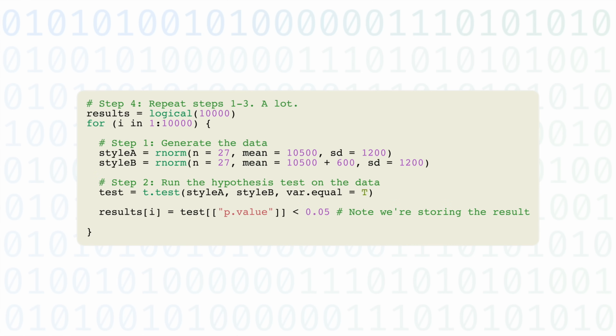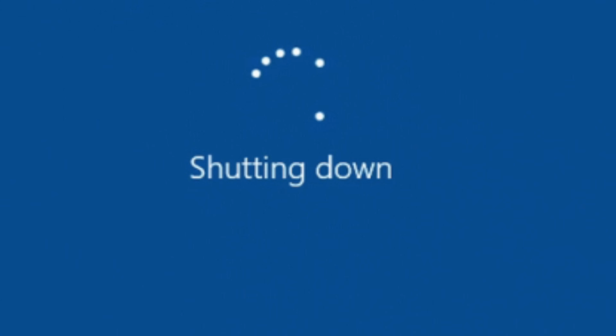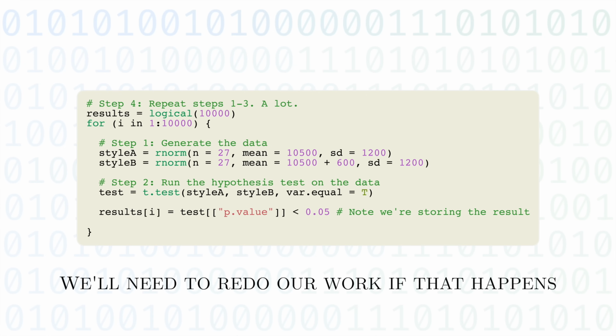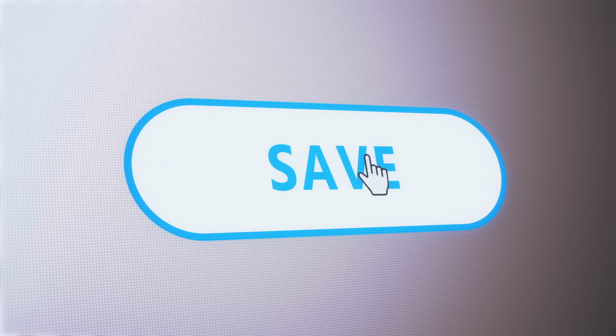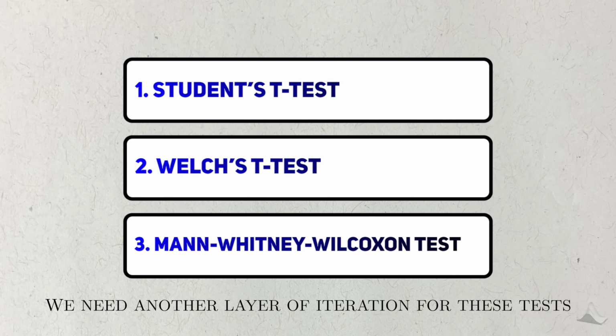In its current form, my code stores all of the results into a vector that we can use later to estimate power after the replications are finished. But consider the fact that our simulations will be deleted if we either close RStudio or if it crashes. So if we lose our results, we'll need to run the simulation again to get them back. This is a problem, and it would be better to incorporate a way to save our results as they're finished. Second, now that we have multiple hypothesis tests, we need another layer of iteration to account for each test.